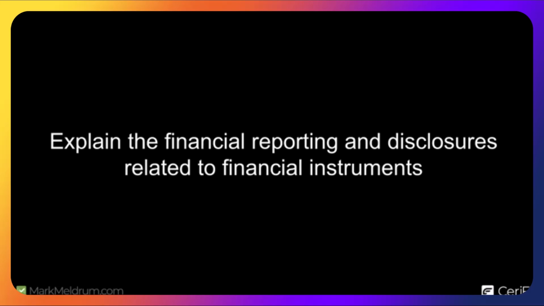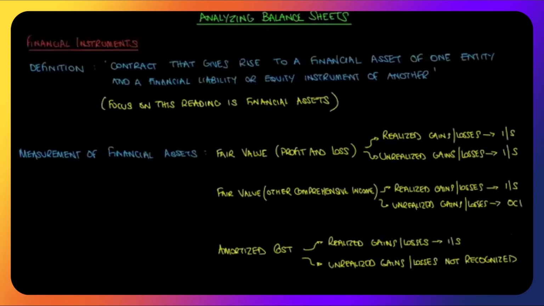So here we go. Financial instruments definition: a contract that gives rise to a financial asset of one entity and a financial liability or equity instrument of another. The focus in this reading is on financial assets. So we're looking at the asset side of it. You could be on the liability side. You could issue a bond, for example, where you have a liability, but in the pre-reads, you've seen how to account for bonds. So we're looking at the asset side here.